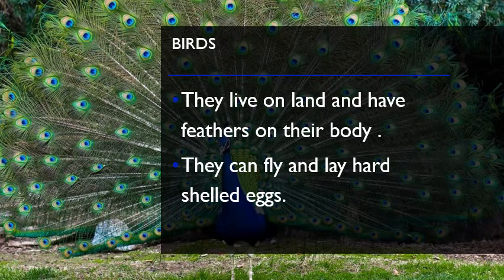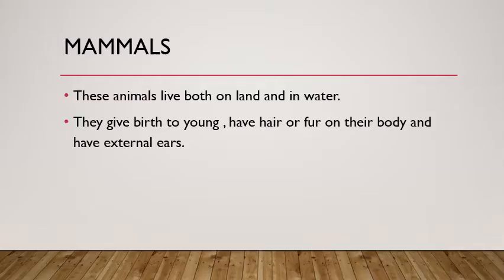Next, birds. They live on land and have feathers on their body. You all might have seen different kinds of birds. I've shown you one example of the peacock in the background. They can fly and lay hard-shelled eggs. The birds lay hard-shelled eggs. Now, good examples for birds are eagle and peacock. Okay. Next are the mammals.